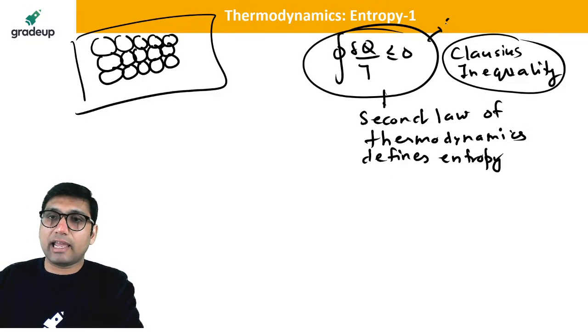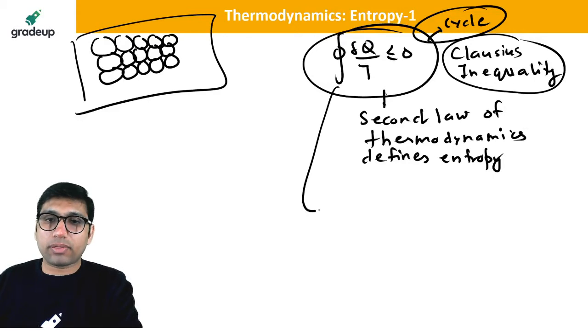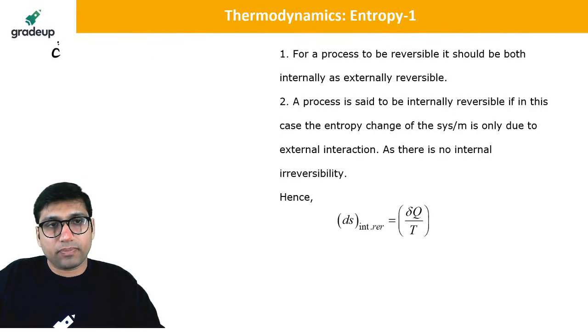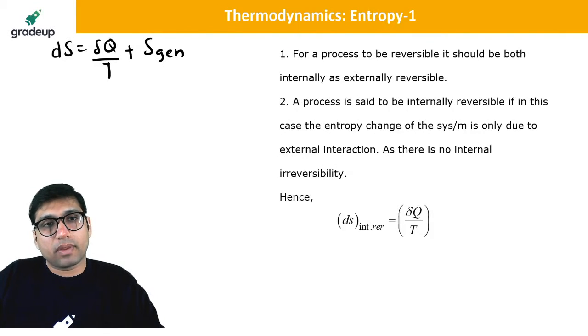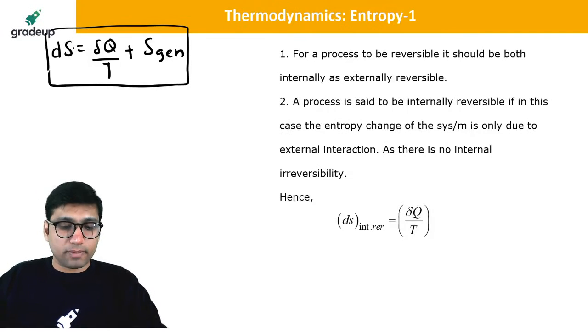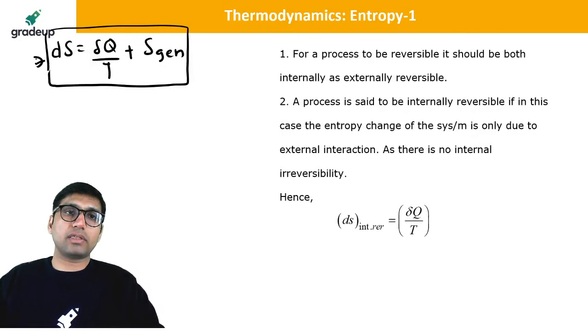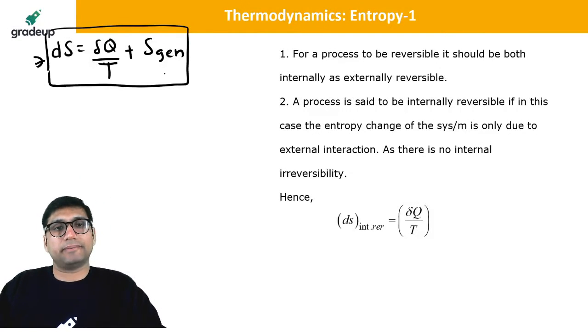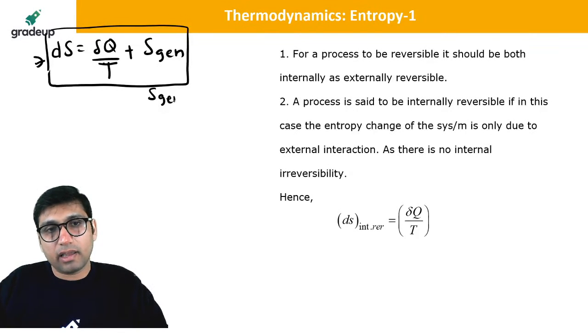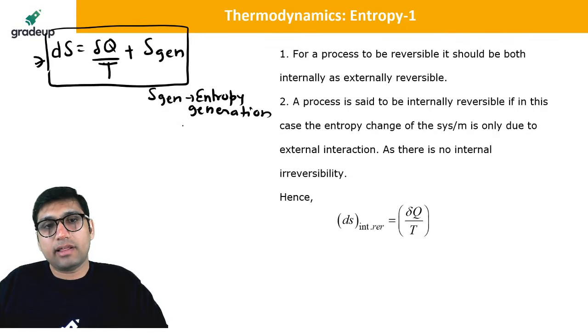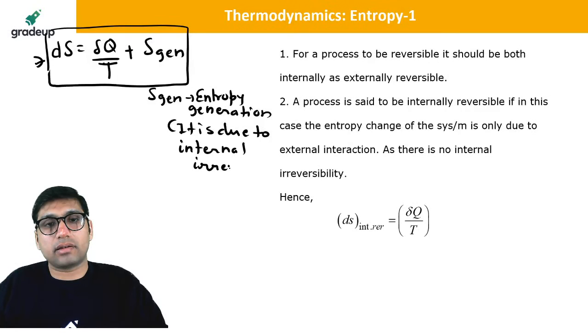Clausius inequality is for a cycle, but if you apply it to a process, you will get this relation. The total entropy change is equal to del Q by T plus entropy generation. I don't want to do the derivation of this, but you have to remember this relation. Entropy generation is a term due to internal irreversibilities present inside the system.